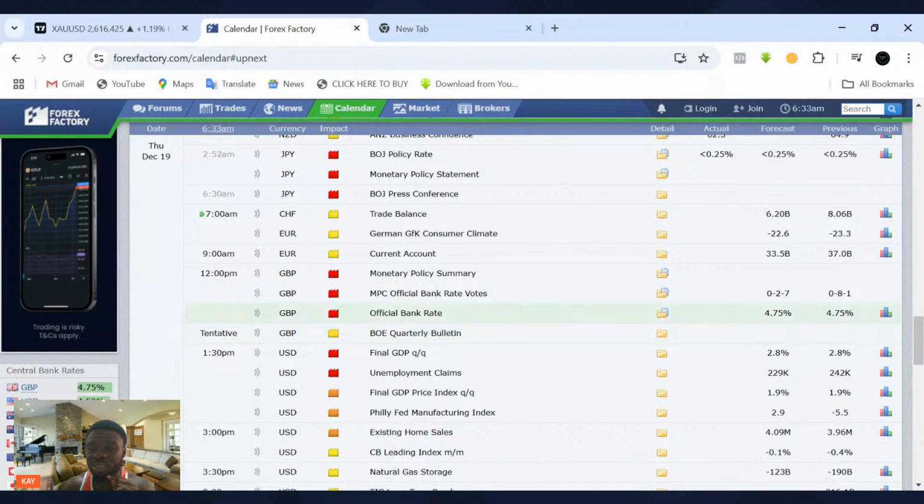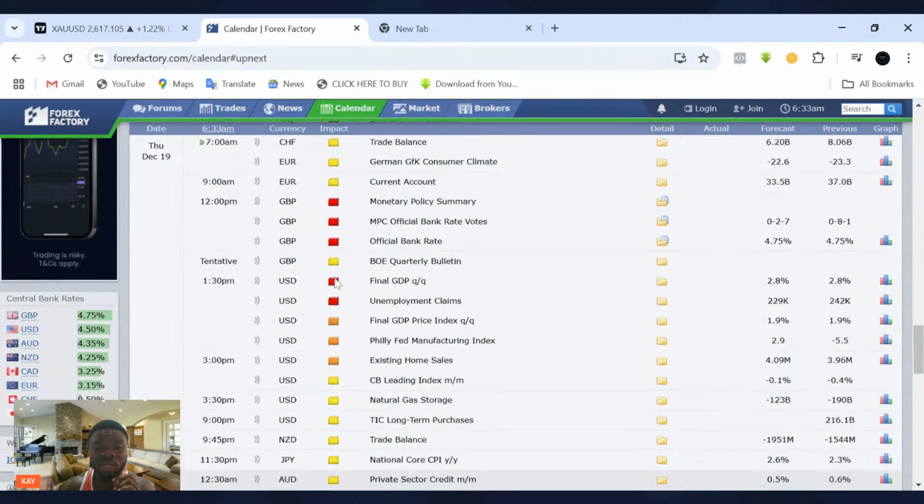You get it. It's indecisive over here because for the official bank rate they're expecting 4.75. The previous month was 4.75. So they're expecting the rate to be the same. So when it comes to speculating on this news event, I think it can be indecision. So price can just move up and down.